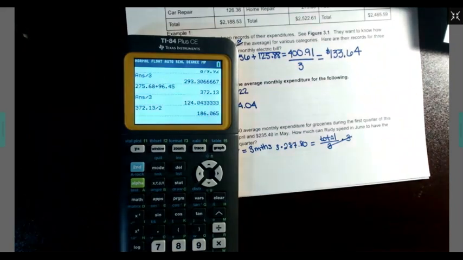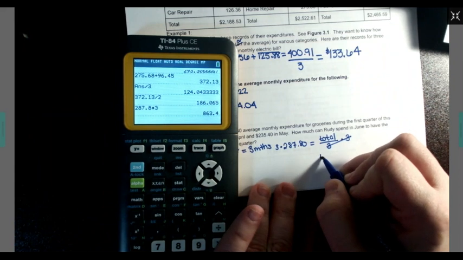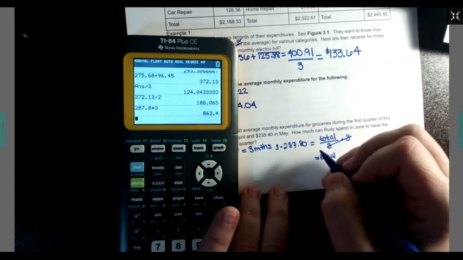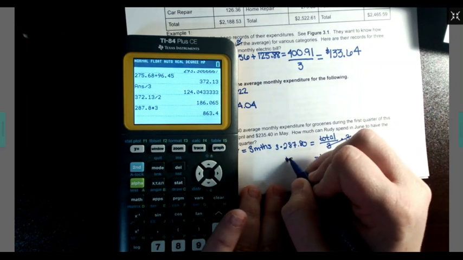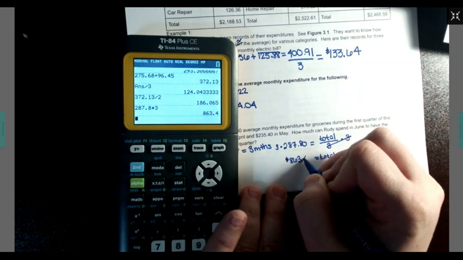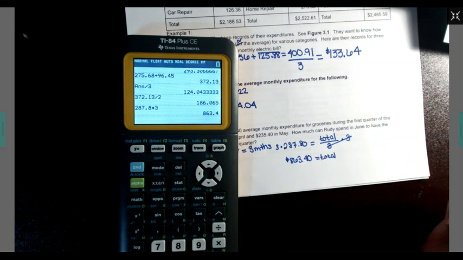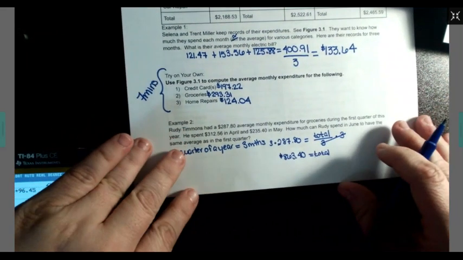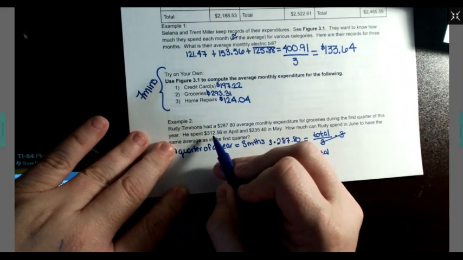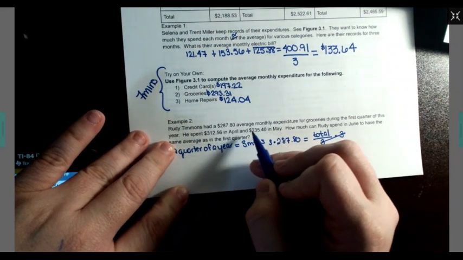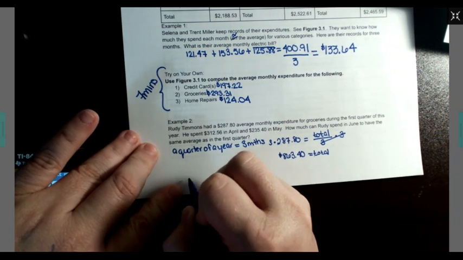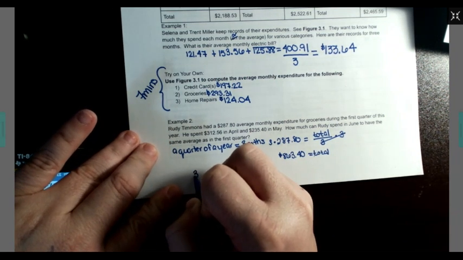So I'm going to do 287.80 times 3. So the total amount that we spent in the first quarter on groceries was $863.40. Now, we've already gone through 2 months of this new quarter. In April, he spent $312.56, and in May, he spent $235.40. So let's take a look.